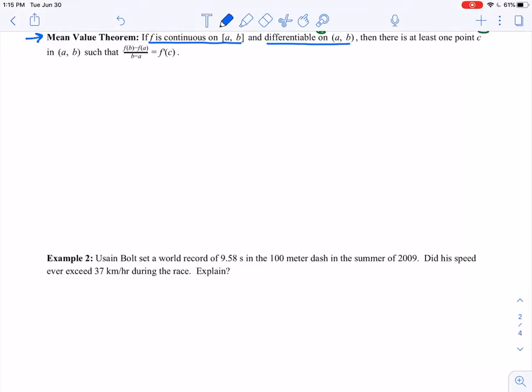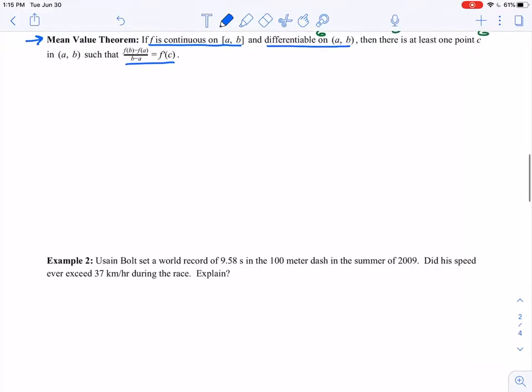And the reason this is the mean value theorem is, remember, this is the average rate of change, so in other words, the mean rate of change. So there is some point where the average rate of change of the endpoints is equal to the instantaneous rate of change of the function at a certain x value. So this time we only need our function to be continuous and differentiable. We don't need the endpoints to share the same y value this time.